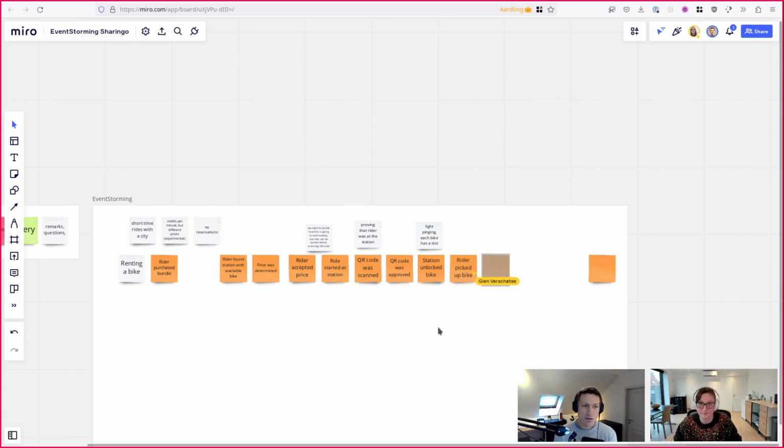So that means 5 minutes to half an hour are probably going to be 90% of all the bike rides that are being done by people.